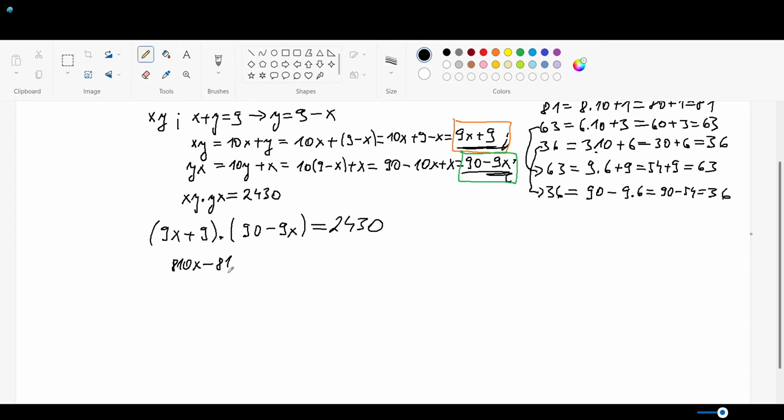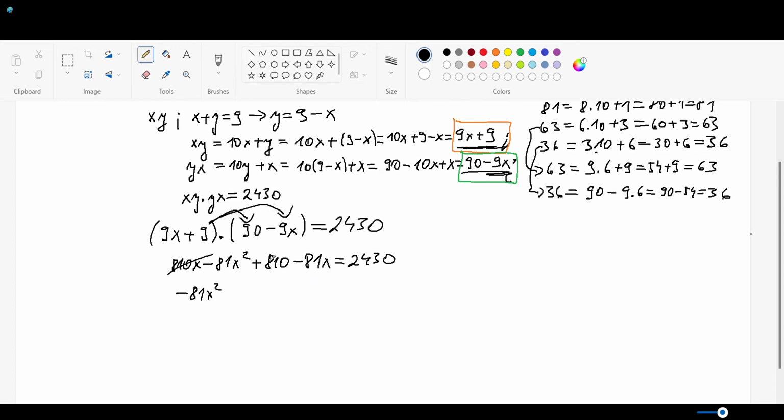minus 81x squared. Now 9 times 90 is 810, and 9 times negative 9x is negative 81x equals 2430. Let's simplify this expression on the left side of our equation. As I always want the quadratic term to be first, it becomes negative 81x squared.